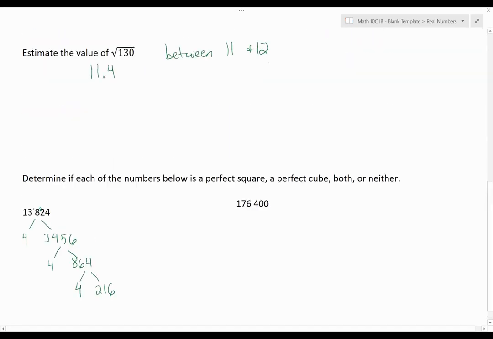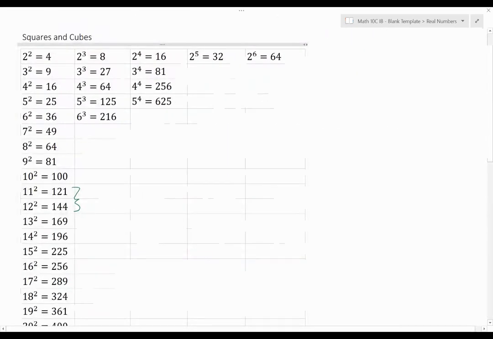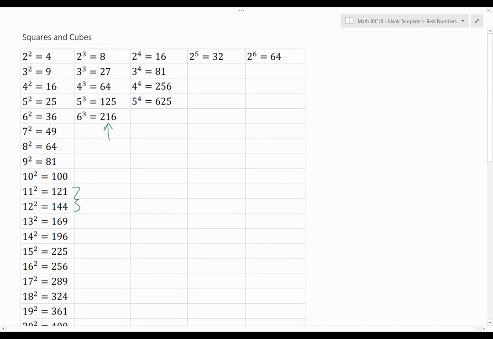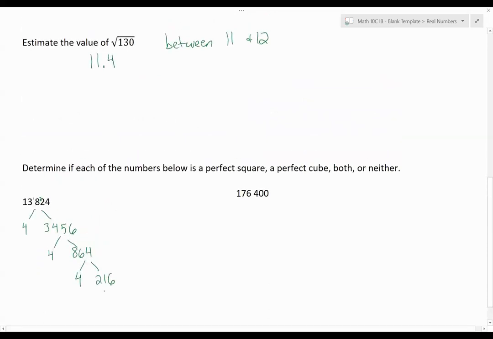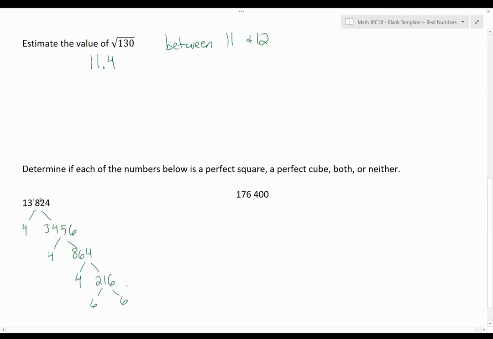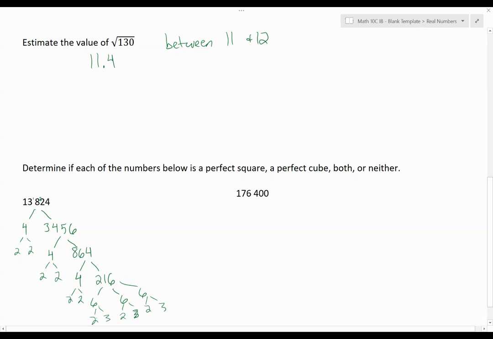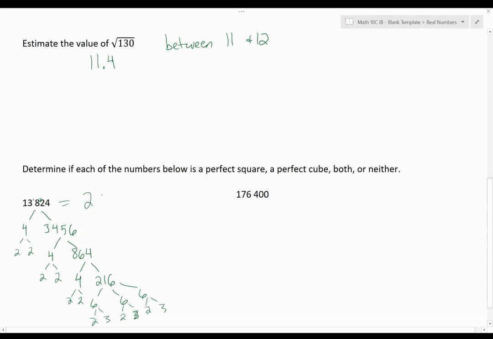216 is one of the powers that I recognize. 216 is 6 cubed. So at this point, I can say, well, that is 6 times 6 times 6. Notice none of these are prime factors. So I'm actually going to go a little bit further and divide these into primes. But that's pretty quick once I'm down to numbers like 4 and 6. So what I have at the end, if I count up how many 2's I have, 1, 2, 3, 4, 5, 6, 7, 8, 9. So this is 2 to the power of 9.